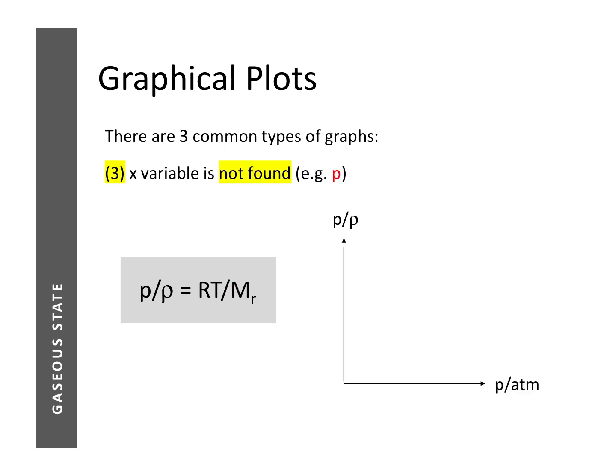And the last scenario is this, that the x variable is nowhere to be found. So for example, if you are asked to plot pressure over density against pressure, but if you look at the right hand side, there's no pressure there. So what it means is that you have this type of graph, y equals to k, where k is a constant.